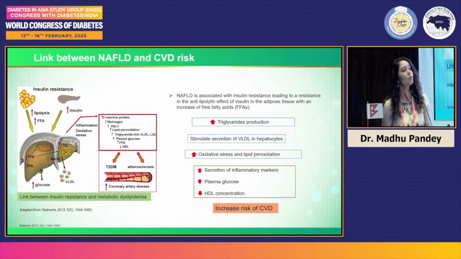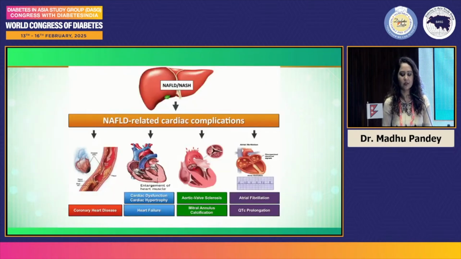So NAFLD is also associated with insulin resistance, leading to resistance in the anti-lipolytic effect of insulin in the adipose tissue with the increase of free fatty acids. So when the triglyceride production increases, that will stimulate the secretion of VLDL in hepatocytes, leading to oxidative stress and lipid peroxidation, increasing the secretion of inflammatory markers, while plasma glucose increases and HDL concentration decreases. That will be linked with the increased cardiovascular risk.